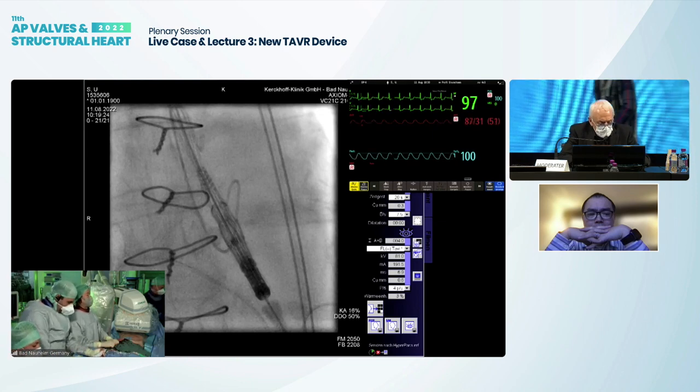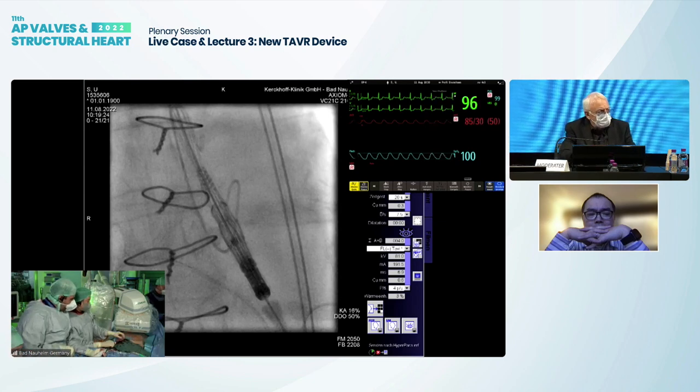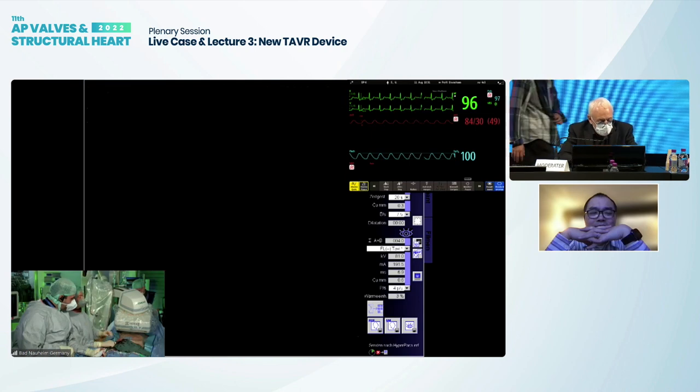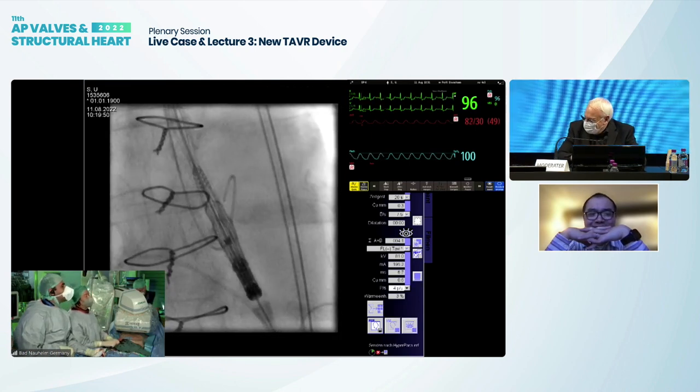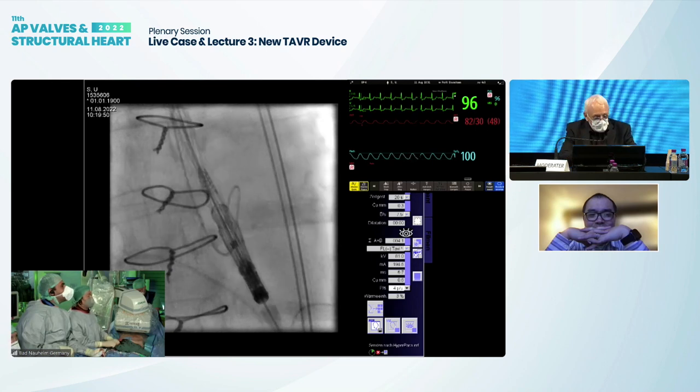Yeah, Professor Gruber asked for providing some details about that. It's no problem, I can translate. No, I know. But I think we have to hurry up, because you can see that the blood pressure is dropping.